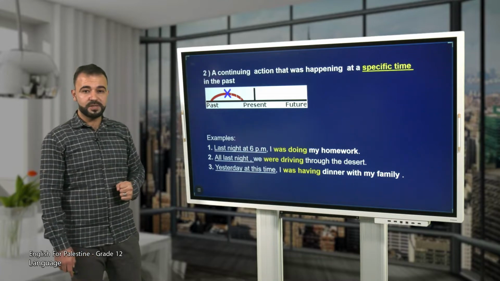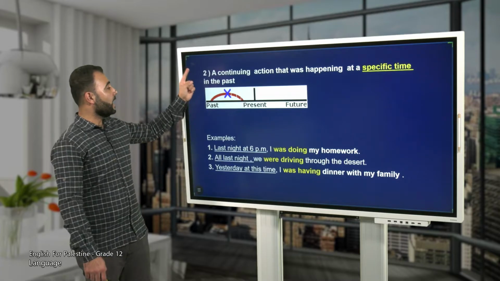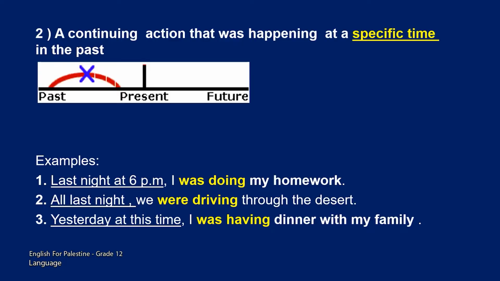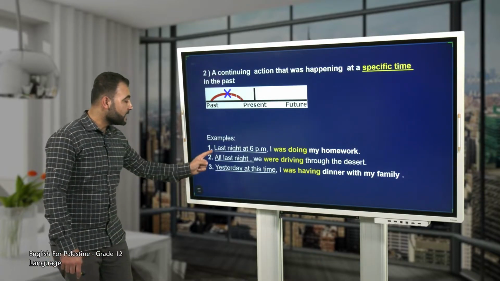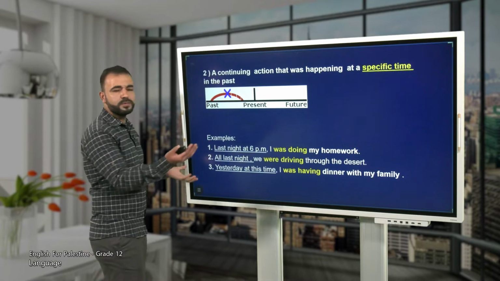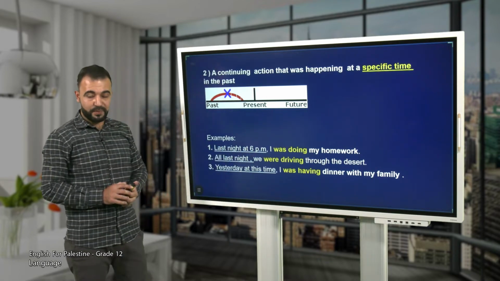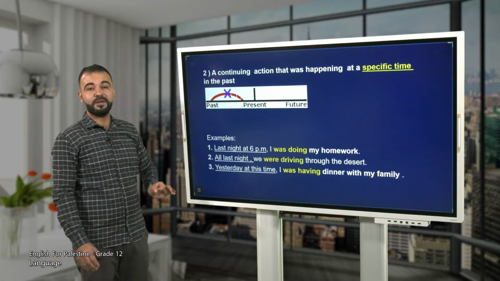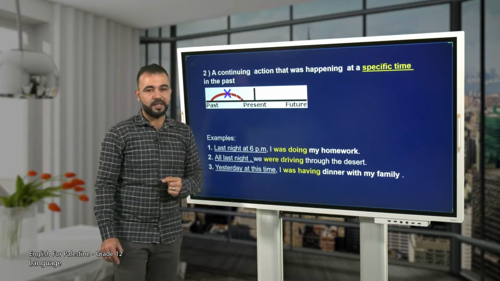The second use of the past continuous is a continuing action that was happening at a specific time in the past. Let's see the examples. Last night at 6 p.m., I was doing my homework. So, where is the specific time in the past? Last night at 6 p.m. This is the specific point or the specific time in the past. So, I was doing my homework.